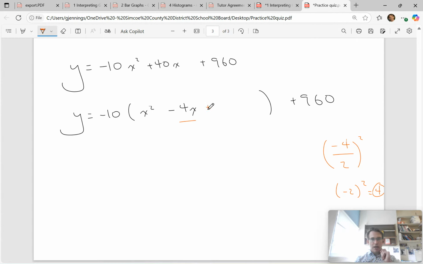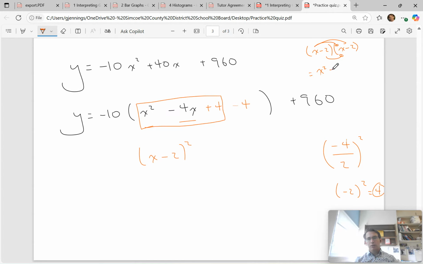4 is this number that we add and subtract here. The reason we do that is because that is now a perfect square trinomial. So let's see how that works. X squared minus 4x plus 4 is the same thing as writing x minus 2 squared. I'll prove it. X minus 2 times x minus 2 is in fact equal to x squared minus 2x minus another 2x, so that's minus 4x, and minus 2 times minus 2 is plus 4. So that is indeed true.